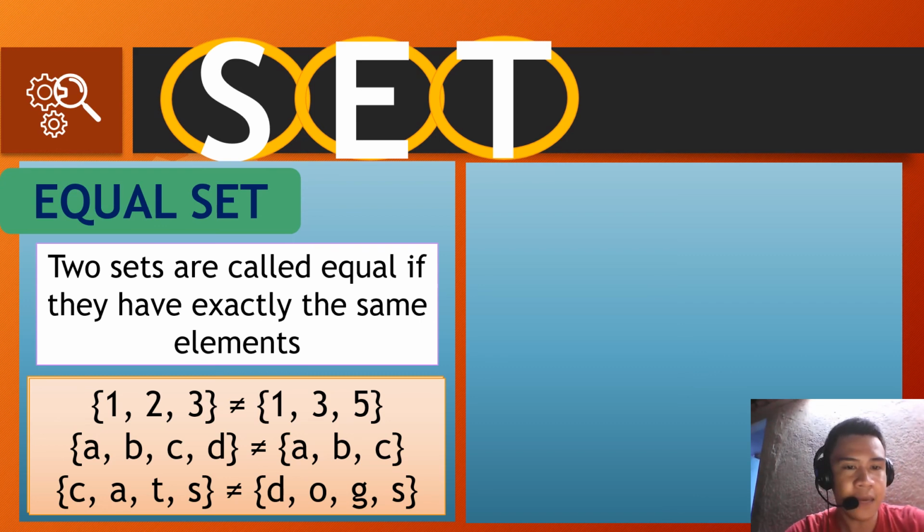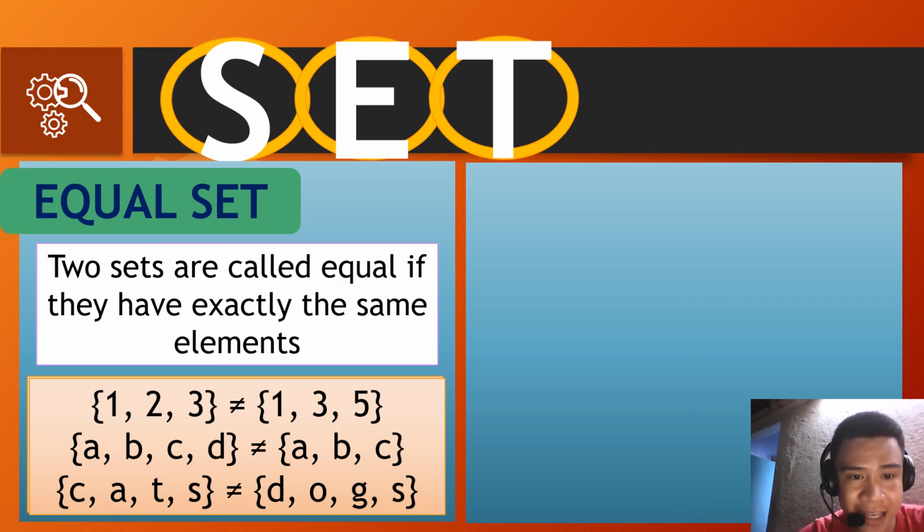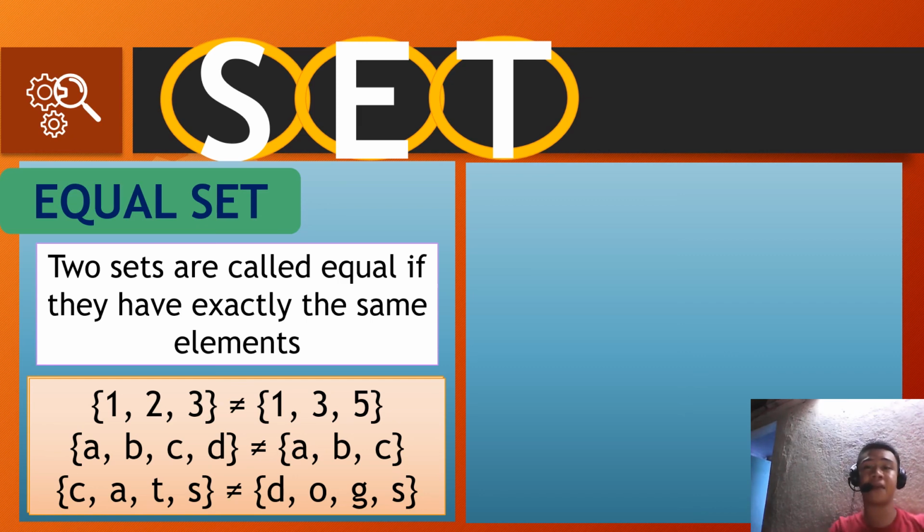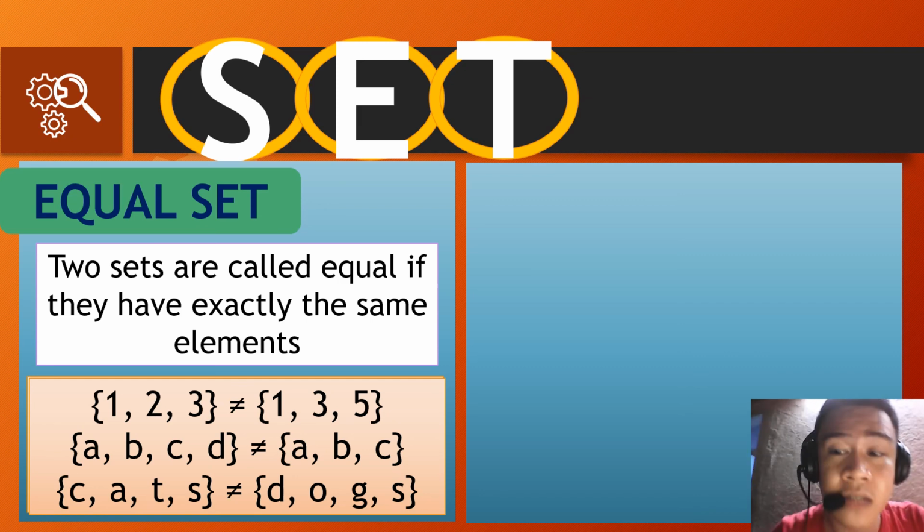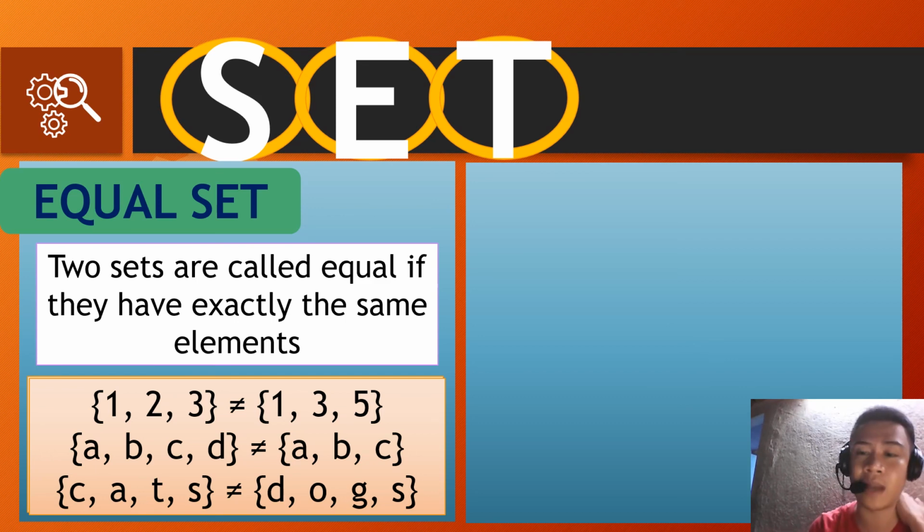Second, ABCD is also not equal to ABC. Even though may ABC both sets, pero sa isang set, meron pong D, which cannot be found on the other set. So it is not equal. Same with letters of cats and dogs. Even though they have the same number, pero different yung letters. Okay, that is not equal.